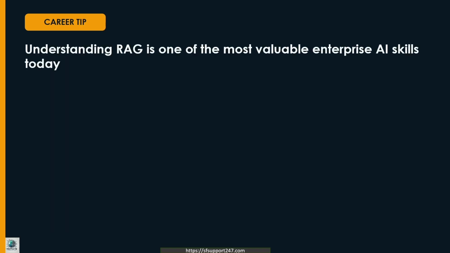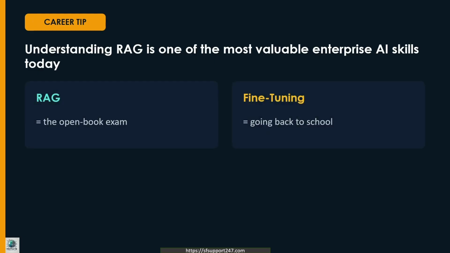Career tip: understanding RAG is one of the most valuable enterprise AI skills you can have today. RAG is the open book exam. Fine-tuning is going back to school, meaning relearning and giving more data to understand.